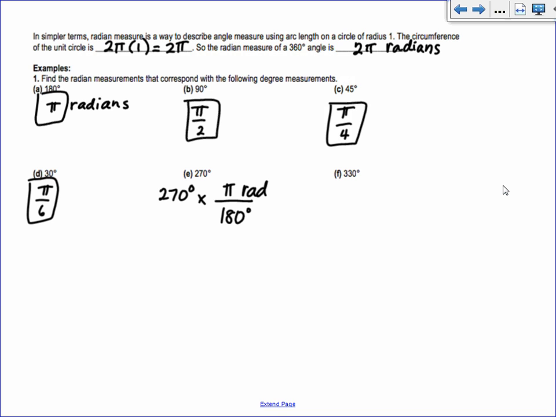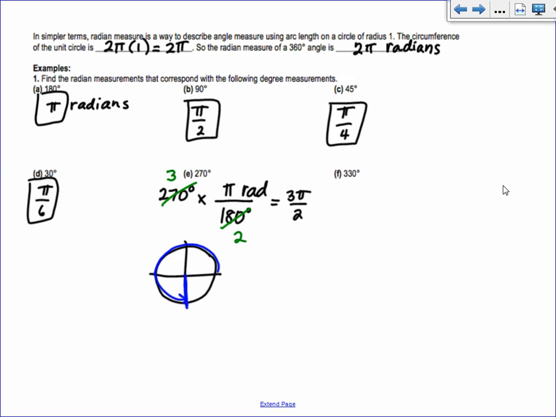And then I would just reduce it out. So if I have 270 and 180, it reduces out by 90. So I get 3 and 2. So this would be the same as 3 pi over 2. In other words, like 1.5 pi. Does that make sense? 1.5 pi. If you think about where it's located, 1.5 pi would be going around here. There's 1 pi, and another 1/2 pi. That's 270 degrees. Does that make sense?